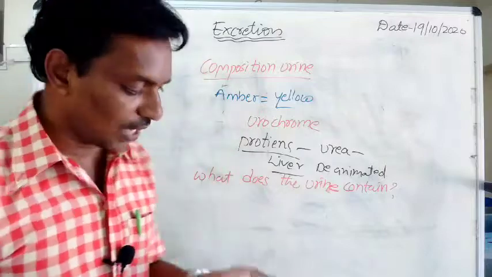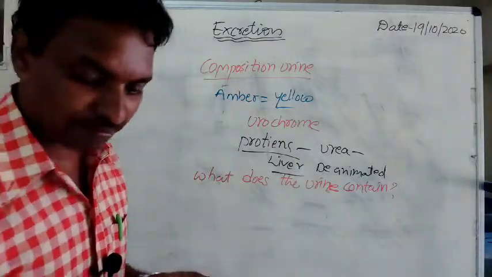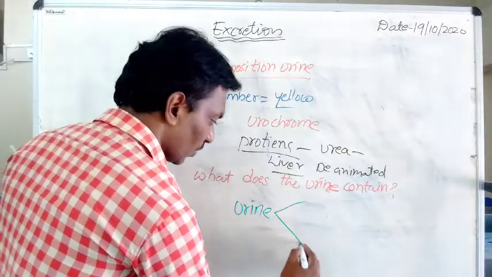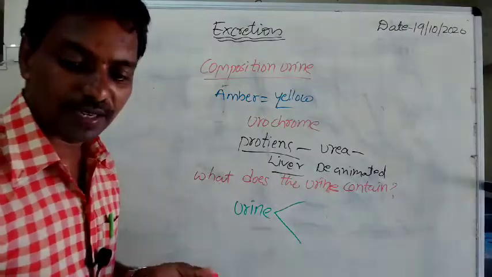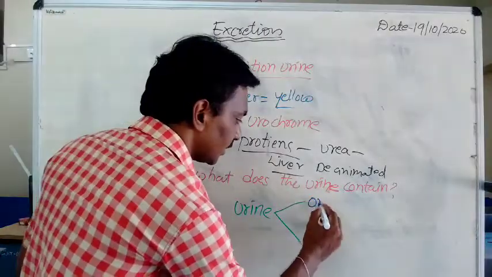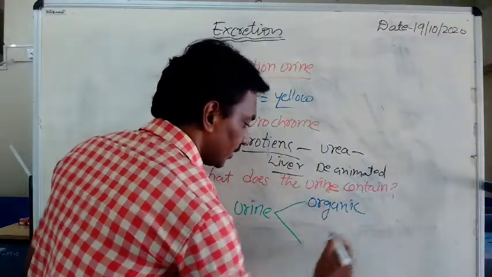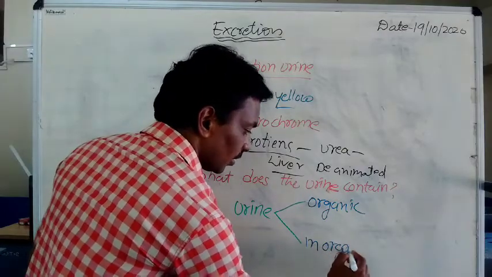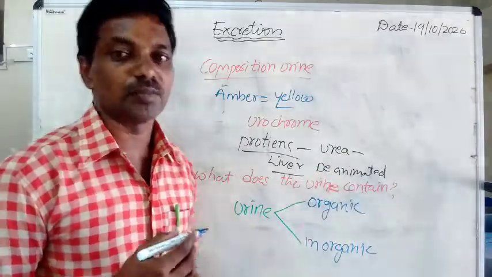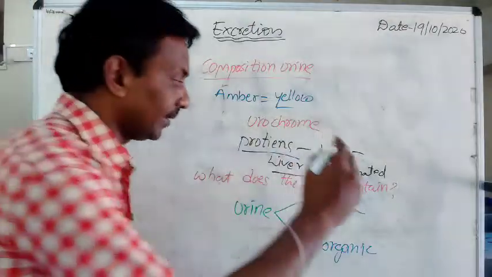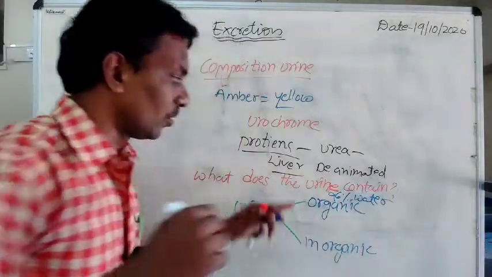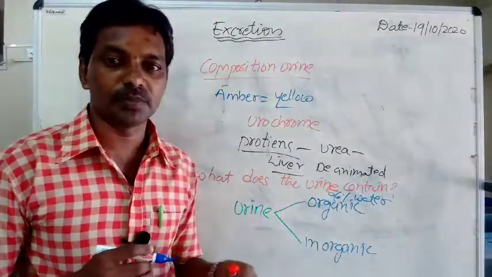So I am going to show it as a map. Urine consists of organic substances and inorganic substances. 96% of water is also present in it. How much? 96% of water. So organic, inorganic and 96% water.